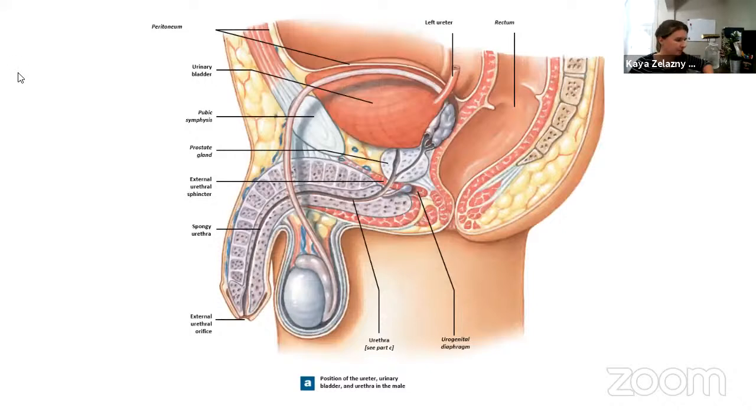Here we're looking at the structure of the bladder in a male. I'm going to pick a better color to circle this with.